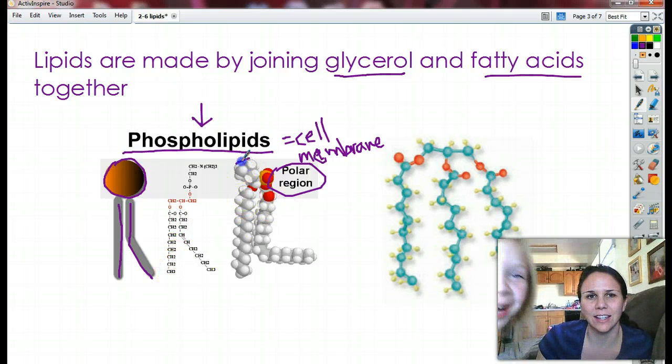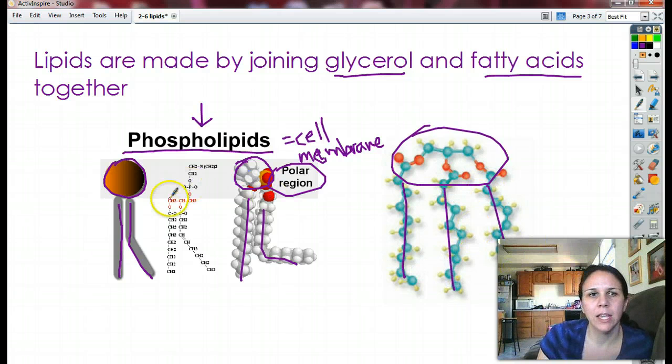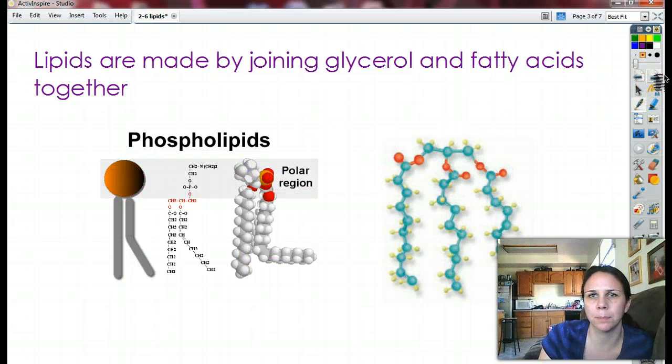So here it is again. Here's the glycerol, and here's the fatty acids. Okay? If they have two tails, we call it a phospholipid. If they have three or one tail, we give them different names. We'll take a look at those in a second.